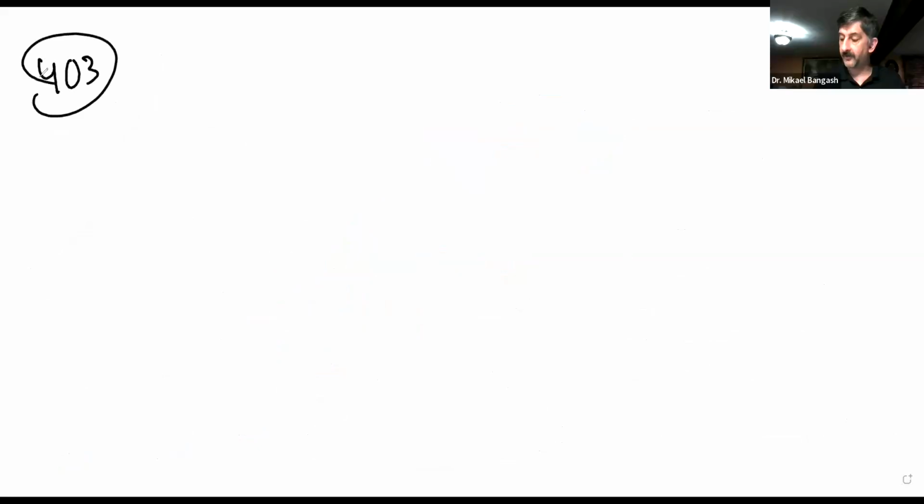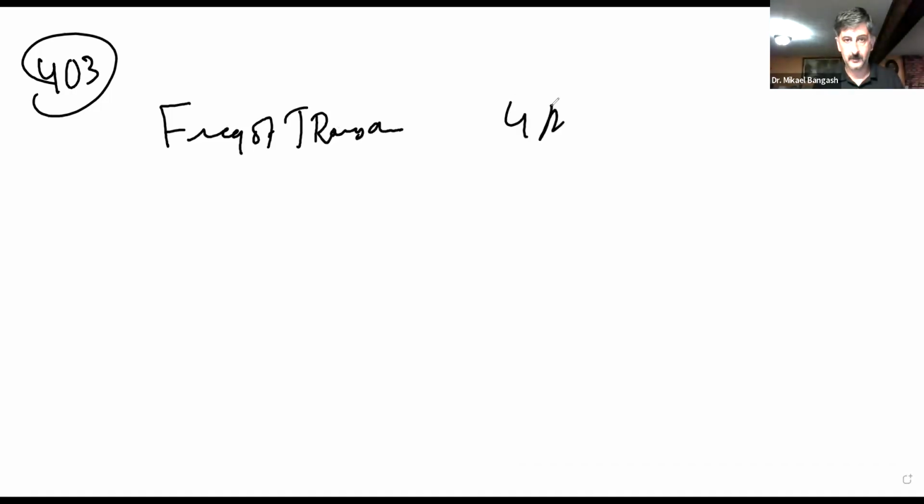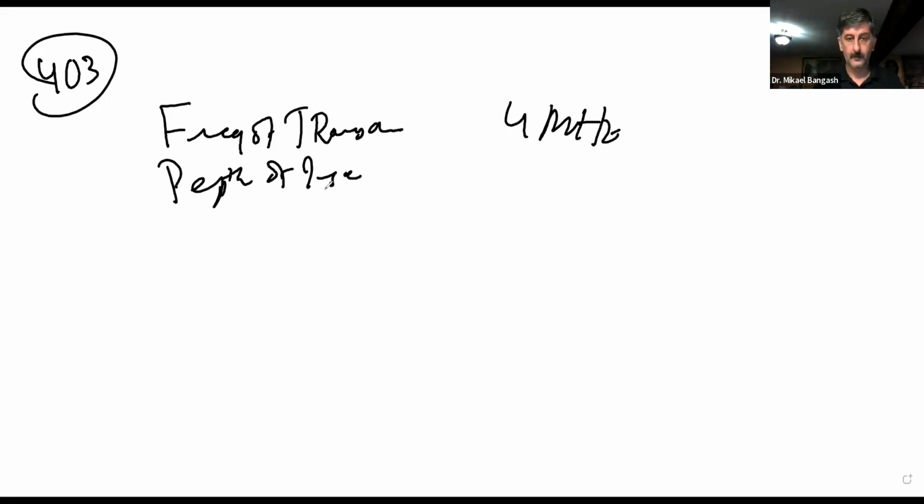Question 4.3 now. Ultrasound system with a 4 megahertz transducer. So that means that's going to be the frequency. We can say the frequency of the transducer is 4 megahertz. It is used to image structures as deep as 15 centimeters. So we can say the depth of image here is going to be 15 centimeters.